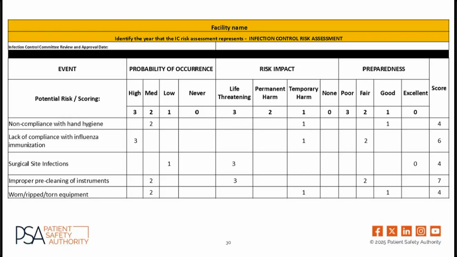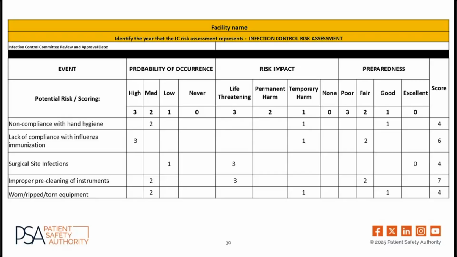Then looking at surgical site infections, we feel like this is a probability of not being very high. We rated it as a 1. We've had pretty good HAI rates lately. Obviously, the risk could be life-threatening depending on the type of infection, and we feel like we're really prepared for this. So we've scored ourselves a 4.